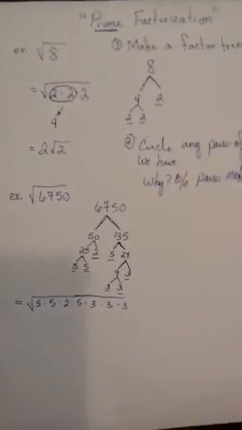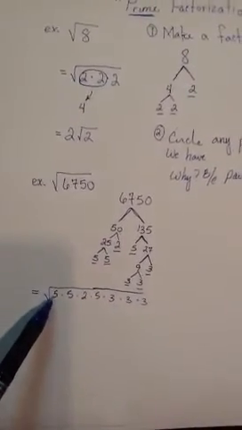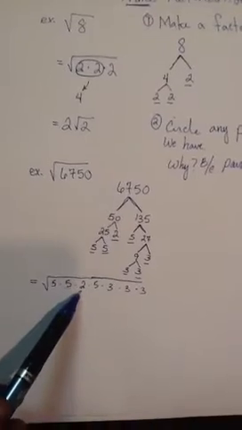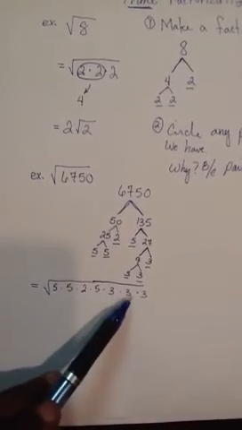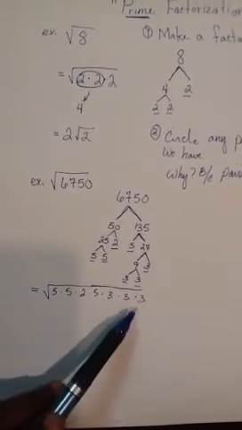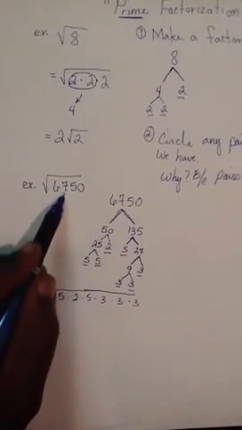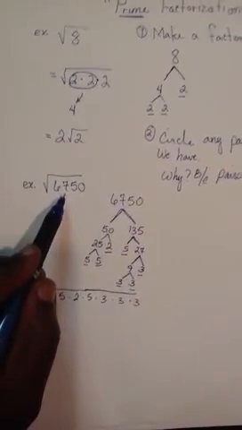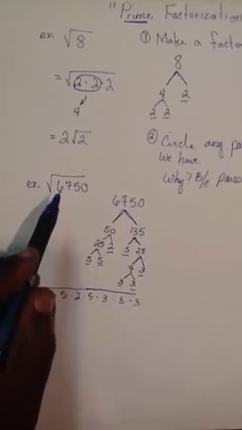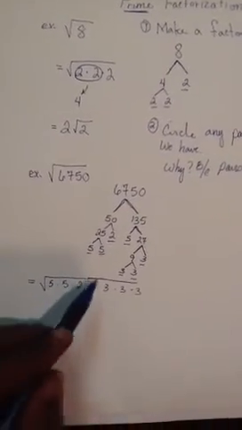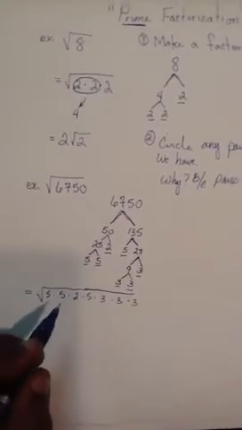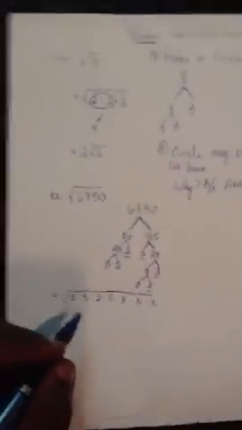Okay? If I multiply 5 times 5 times 2 times 5 times 3 times 3 times 3, if I multiply all of those numbers, I should get 6,750. If I don't, then we know that we missed a factor somewhere. Alright, but it looks like we're all good. In fact, I know we're all good.